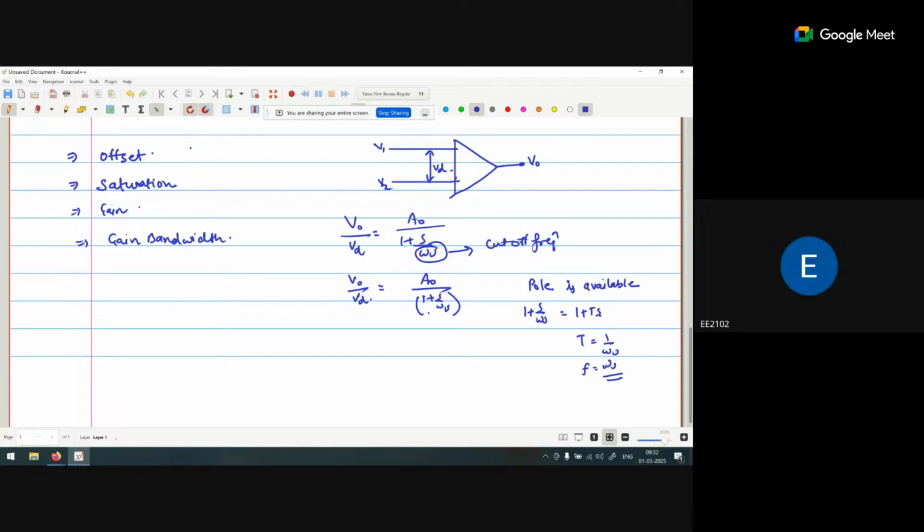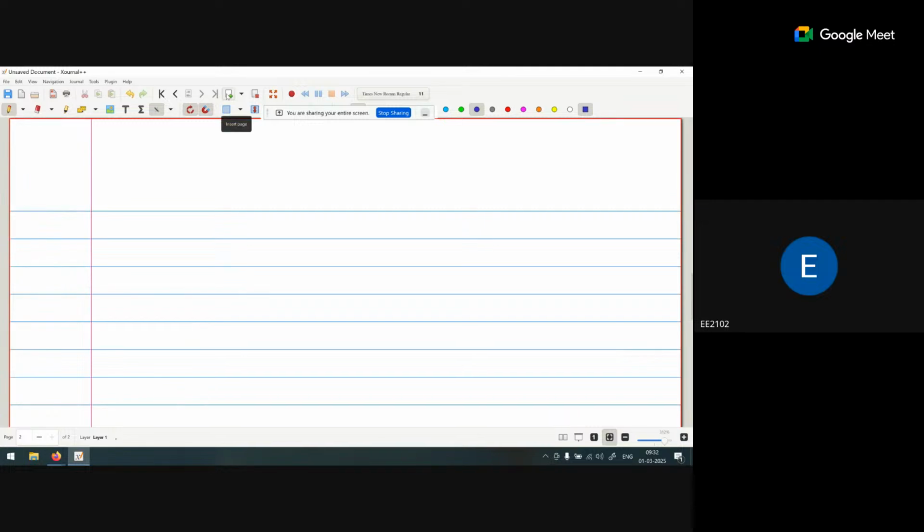Okay. So if I draw the Bode plot or the gain magnitude curve of this one, my gain magnitude curve should be like that.